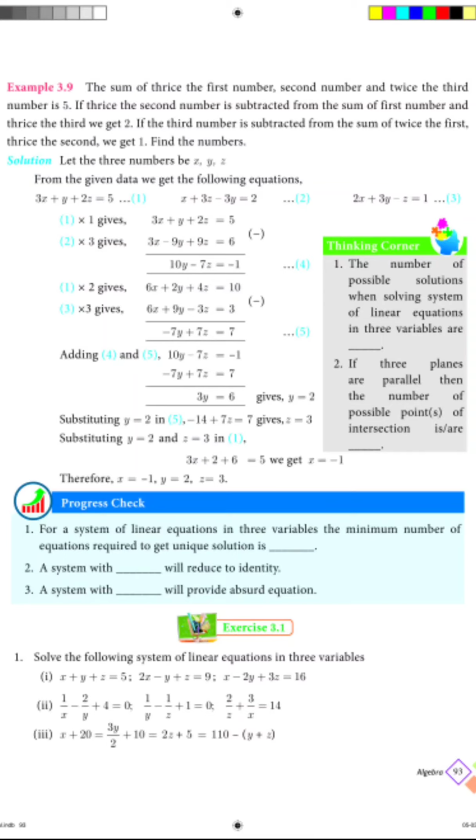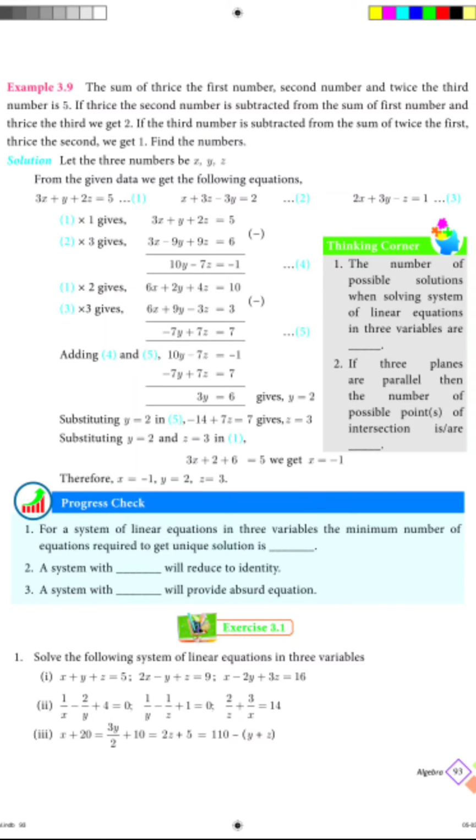Next, take thrice the second number and subtract that from the sum of the first and thrice the third number. Get the sum of the first and thrice the third number and subtract thrice the second number from that, we get 2. And third one is, the third number is subtracted from the sum of twice the first and thrice the second. Take the sum of twice the first and thrice the second and subtract the third number from that, we get the number 1.